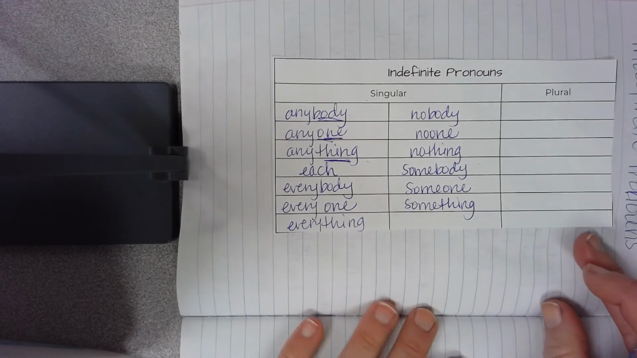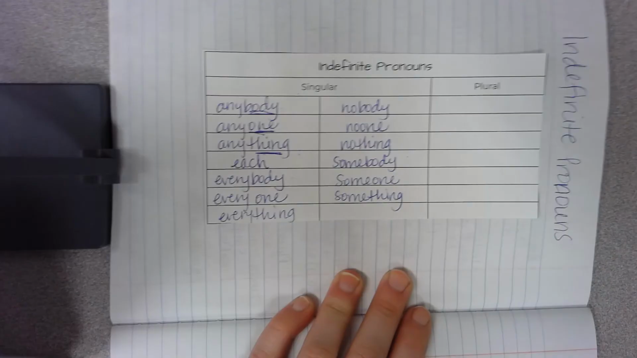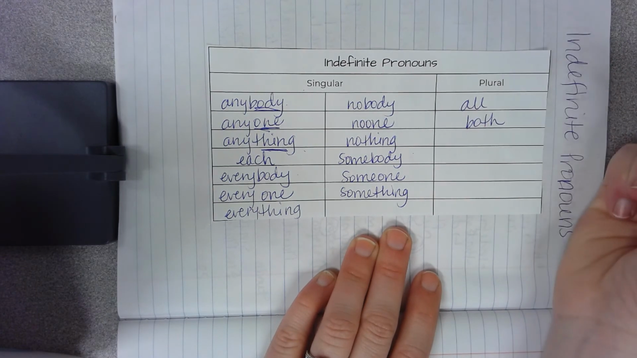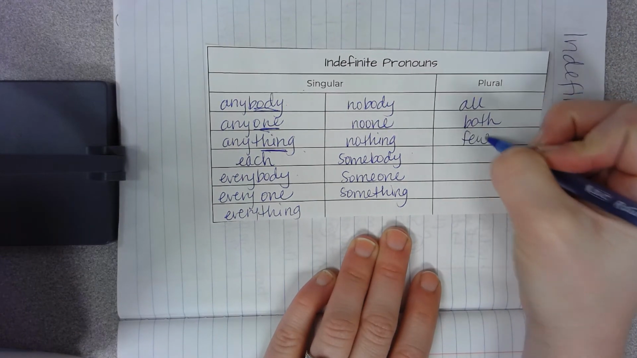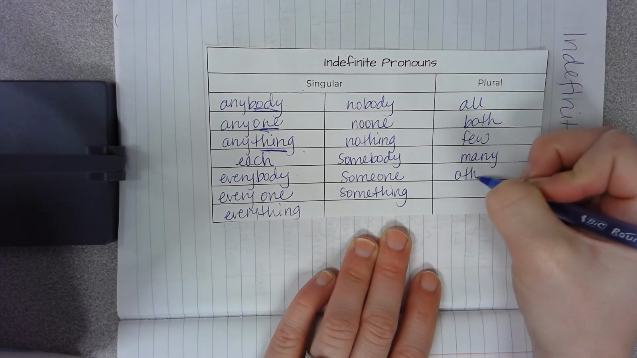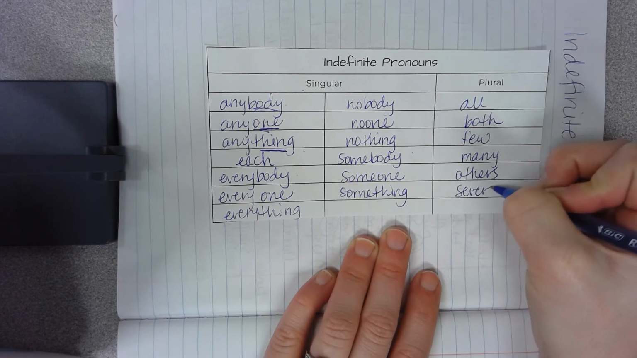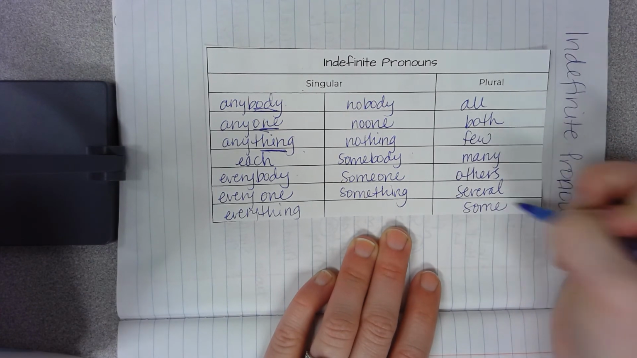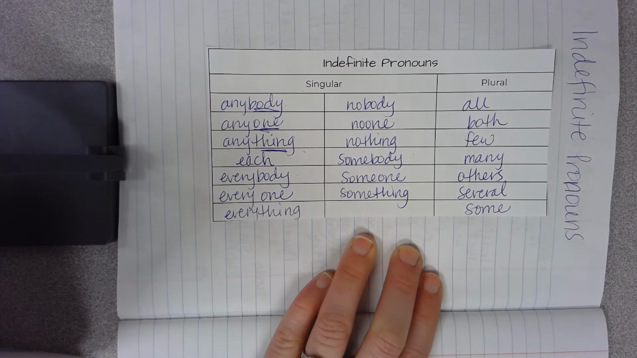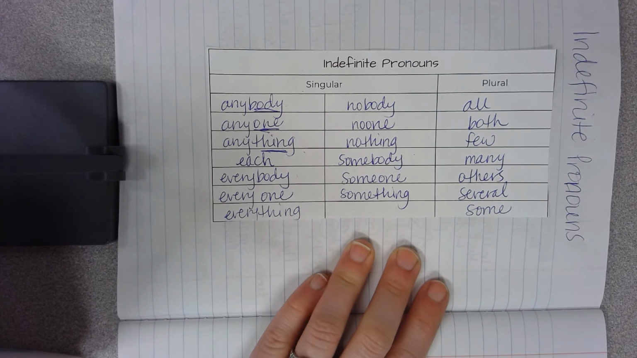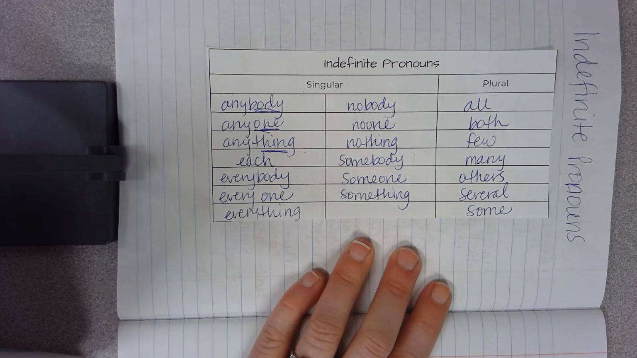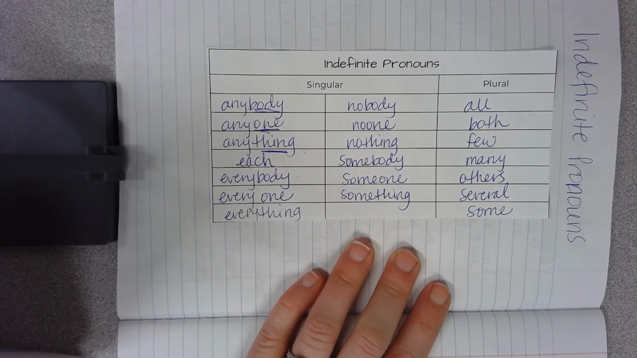Here are some plural ones. We have all, both, few, many, others, several, and some. So these are all a little bit more cut and dry of why they are plural. They make sense. So they're more than one person, more than one thing being talked about here. But it's an indefinite pronoun, so we don't know exactly who these more than one people or things are.